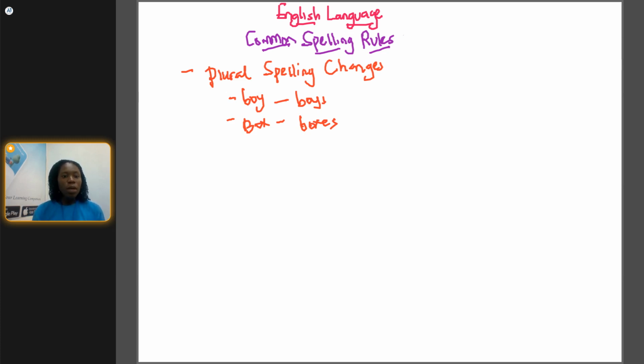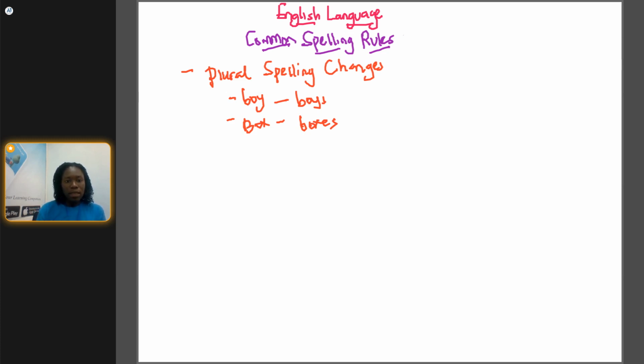All right, so when we're talking about plural spelling changes, we're talking about the fact that most nouns just add s in the plural, but some words change spellings instead. So when you need to pluralize a word, it means you need to change the spelling of that word instead of just adding s or simply adding es.